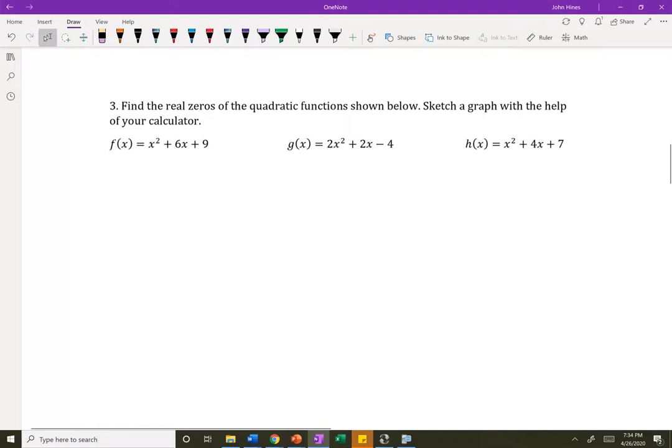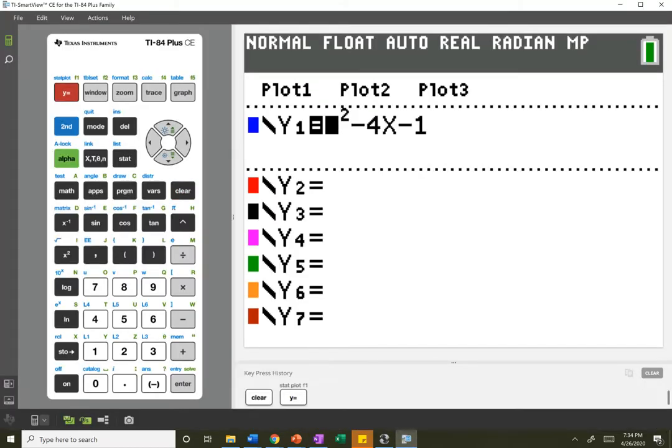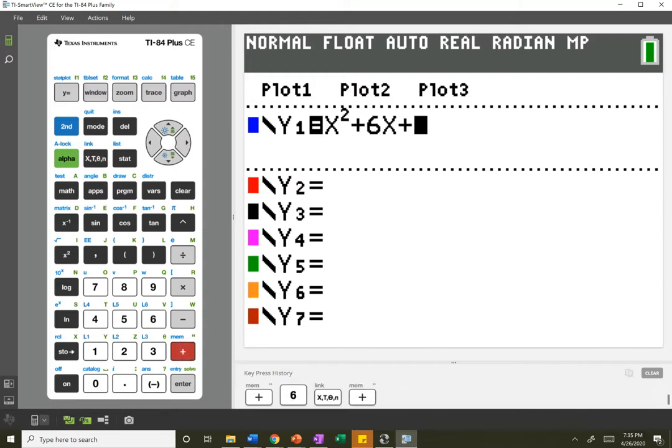So find the real zeros of these quadratic functions using your calculator. Remember, we don't need to solve quadratic equations anymore. We can just graph them and be good to go. So let's see what we got here. Y equals x squared plus 6x. Nice. All right, take 2. X squared plus 6x plus 9.